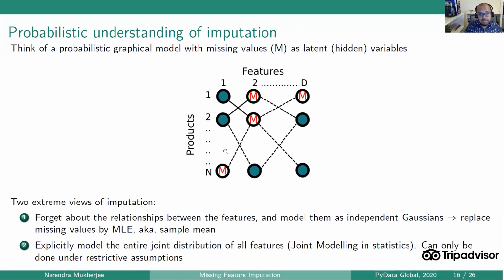Or we could go to the other extreme where we model every single relationship between the features of every single product. So we model the entire joint distribution of all the features of all the products, and this would be called joint modeling in statistics. And this is a very hard thing to do. It can only be done under restrictive assumptions. So these are the two extremes, and as you can probably guess, I'm trying to take us to a situation where we strike a good middle path between these two extremes.